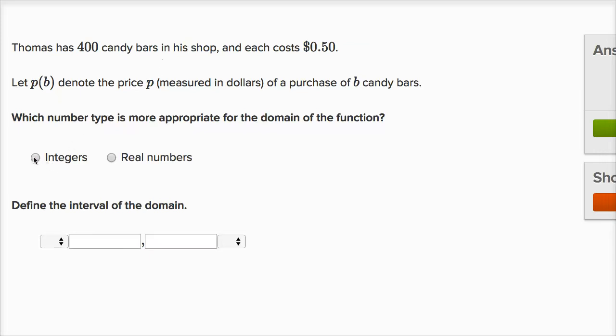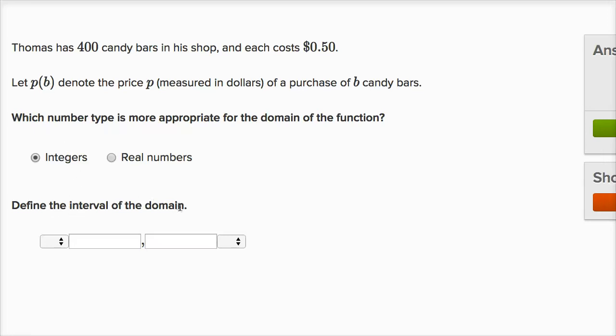So I would say integers, that the domain of this function is going to be a subset of integers. You can't have all real number inputs. Integers are obviously a subset of real numbers, but you can't say, hey, I'm going to buy pi candy bars, or I'm going to buy the square root of 2 candy bars. You're going to buy an integer number of candy bars.